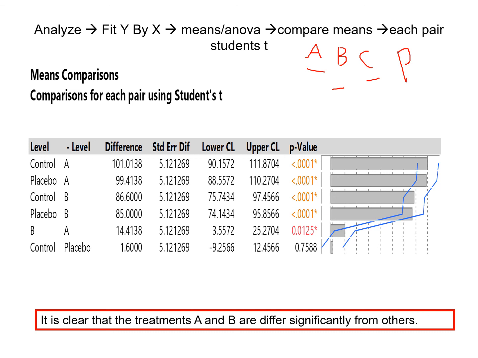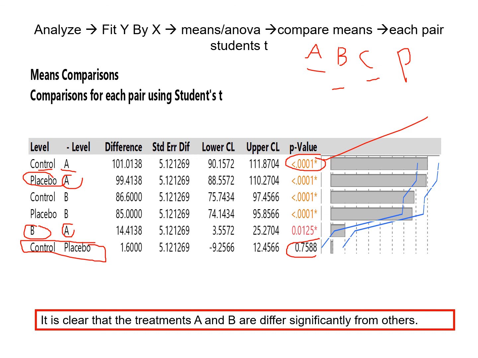Look here, control versus A. The p-value is less than 0.05. That means control is significantly different from the group given drug A. What about placebo versus A? Also, it is less than 0.05, a difference. Control versus B, a difference. Placebo versus B, a difference. Drug B versus drug A, also there is a difference. But what about the last combination, which is control versus placebo?